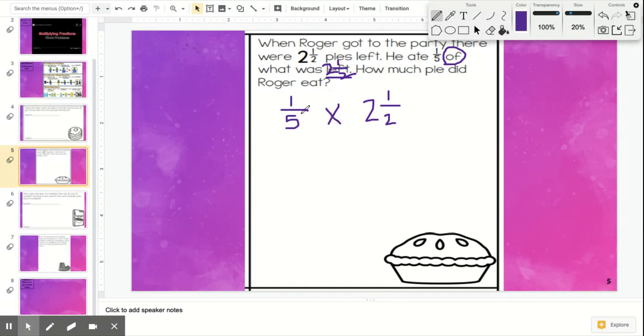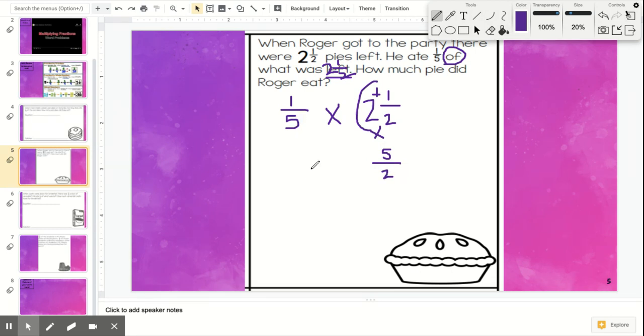Okay, so our first fraction is fine. I don't need to do anything with that right now. However, our second fraction is a mixed number. So we know that that needs to be changed to an improper fraction. So let's go ahead and work on that. 2 times 2 is 4, plus 1 is 5. So 2 1/2 is the same thing as 5 over 2.